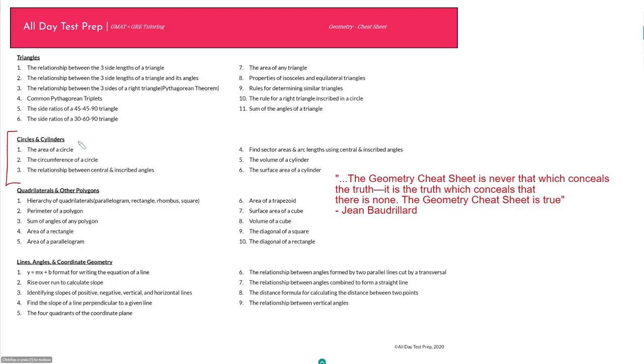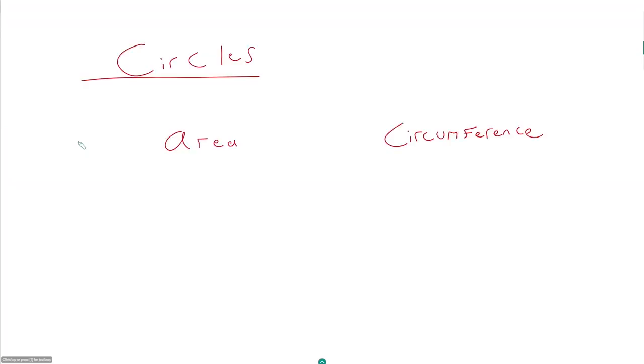Let's start talking about the two most fundamental things you need to know for circles and cylinders. So we're talking about circles, and the two things you need to know are how to find the area of a circle and how to find the circumference of a circle. So the area of a circle is, say it with me, pi r squared.